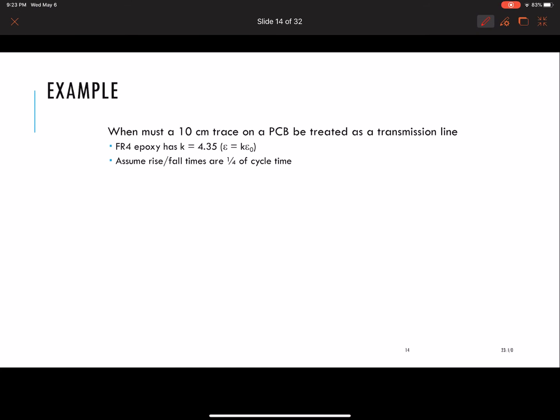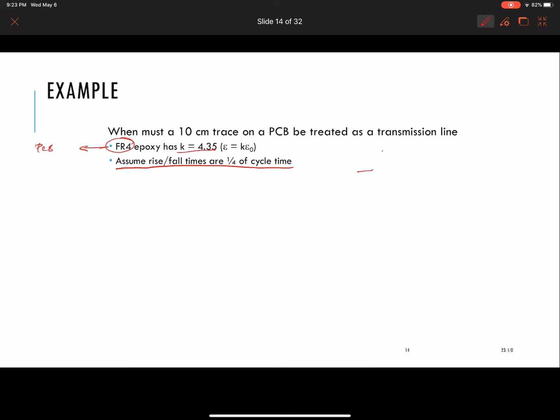Okay, so here's an example. We have a 10 centimeter trace, and the question is, when do we need to treat it as a transmission line? This talks about FR4, which is what printed circuit boards are usually made of, and that has a dielectric constant that's 4.35 times higher than the dielectric constant in a vacuum. And the assumption is the rise and fall times are a quarter of the cycle time.